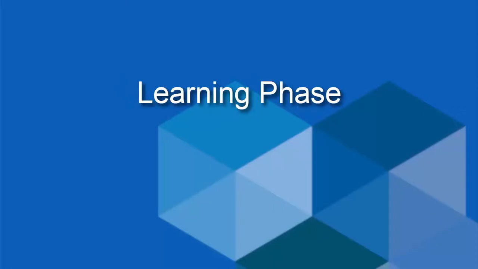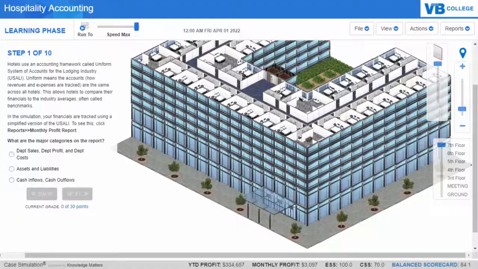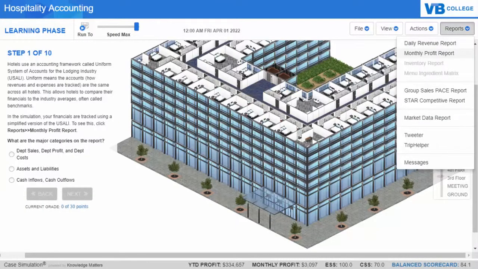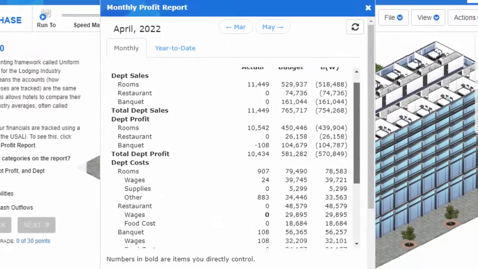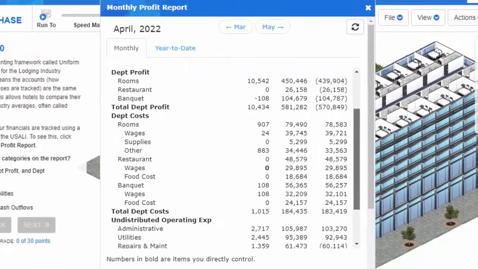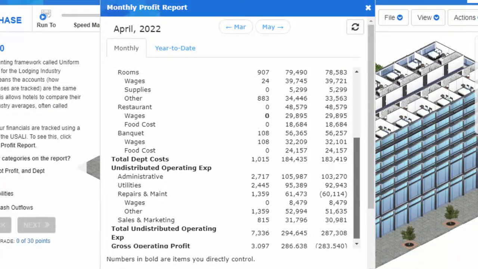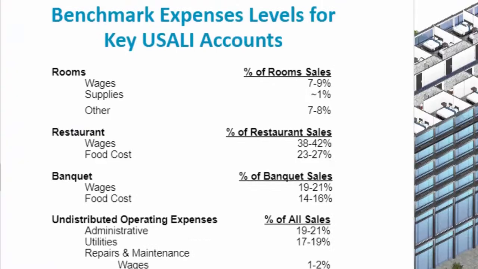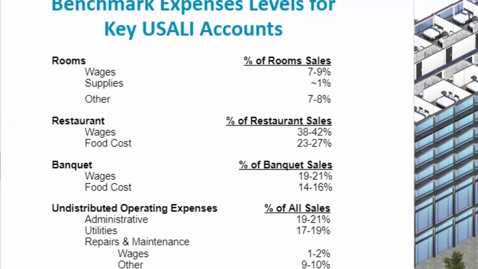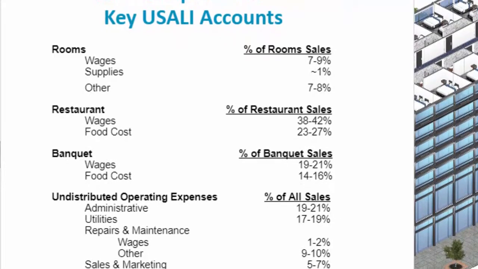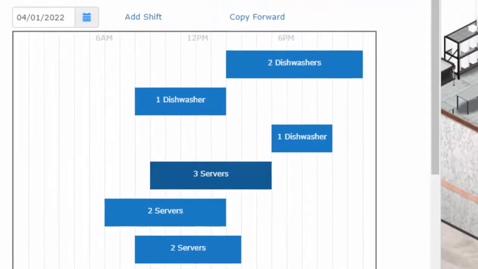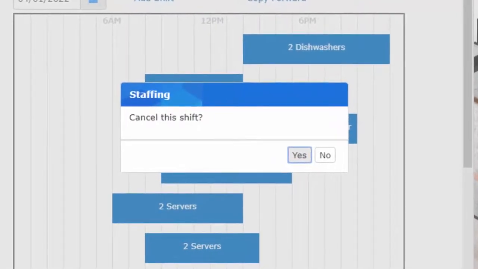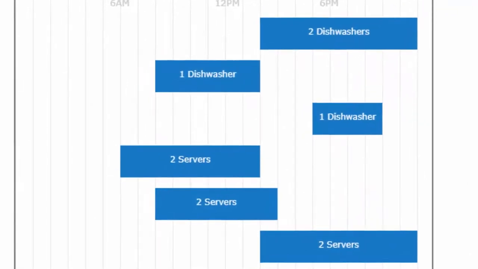In the learning phase, students are introduced to Industry Standard Accounting, the uniform system of accounts for the lodging industry, USALI. Students learn to read accounting reports and look at a hotel's results versus the forecasted budget. While studying their hotel's financial performance, students learn how to compare their hotel against industry benchmarks and make any necessary management changes to help meet projected revenues and profits.